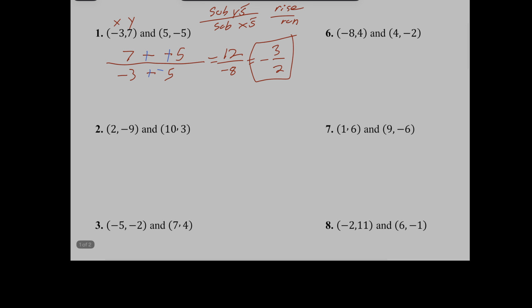Okay? Now, if you're on a graph, all you would do is you would plot one of these points. Oh, I just hit an eraser button. Sorry about that. All you would do is you would just plot one of these and you would do the slope of -3 over 2 with it. And that's how you would graph it.